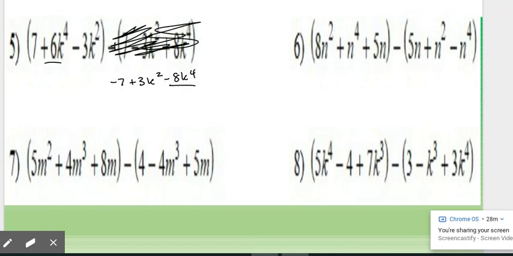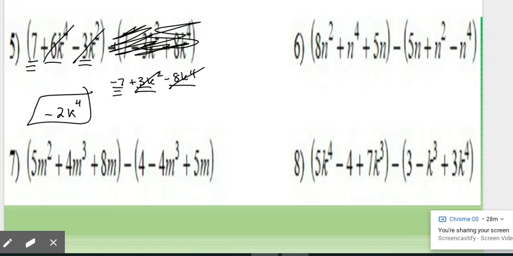My k to the fourth, 6 plus -8 is -2. Oh, sorry, that's a k, not an x. Excuse me. My k squareds, -3 plus 3 is 0. So those are just gone. And 7 plus -7 is 0. Those are just gone. There's my answer.